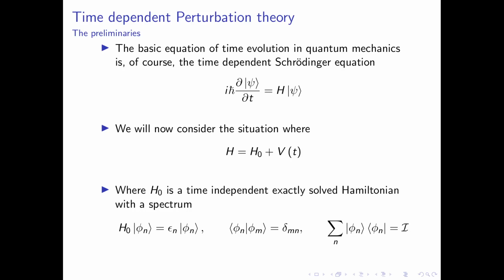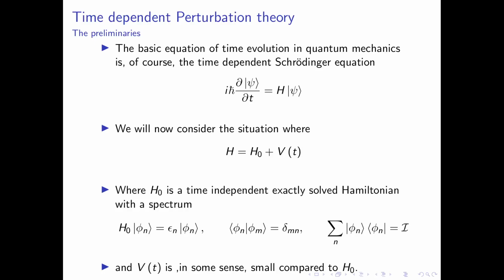So the sum over all n of the ket phi n, bra phi n operator is the identity operator. All this should be very familiar to you. We have already covered this in some detail when we talked about time-independent perturbation theory. The difference is in the perturbation. Here we are assuming that the perturbation V of t is a function of t. But as always, we are going to assume that it is, in some sense, small compared to H0. Exactly what we mean when we say small will be clear in the course of the next few lectures.